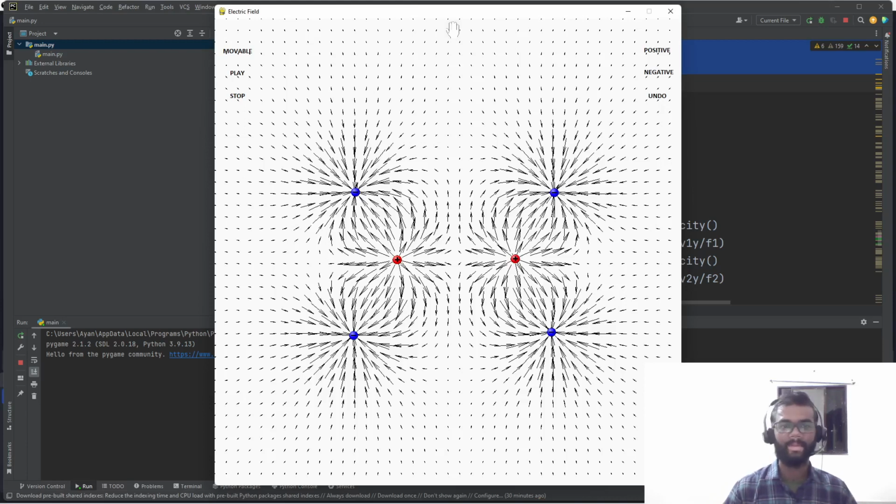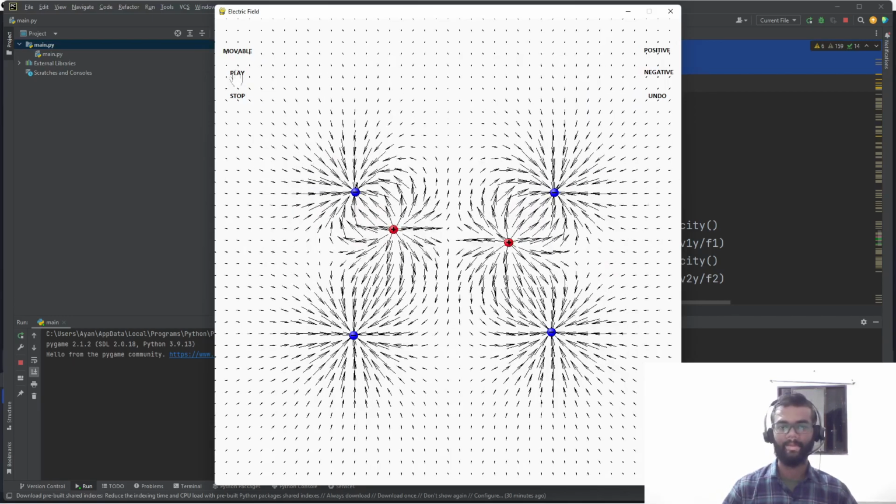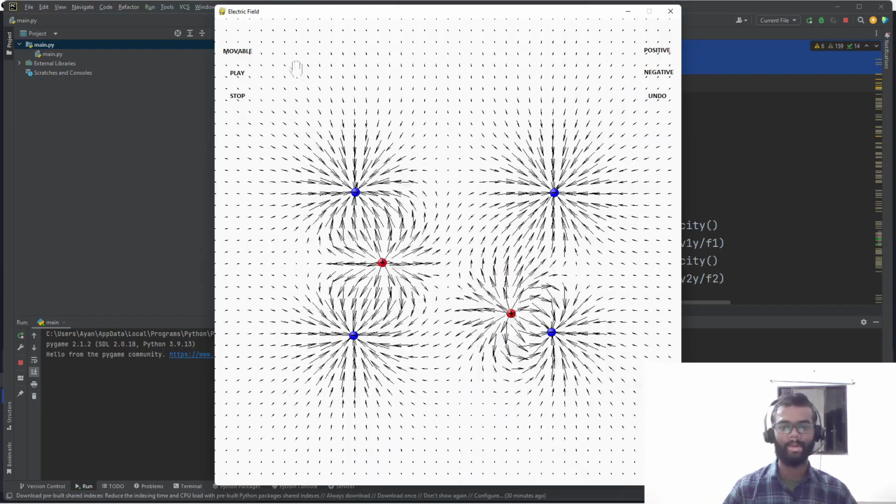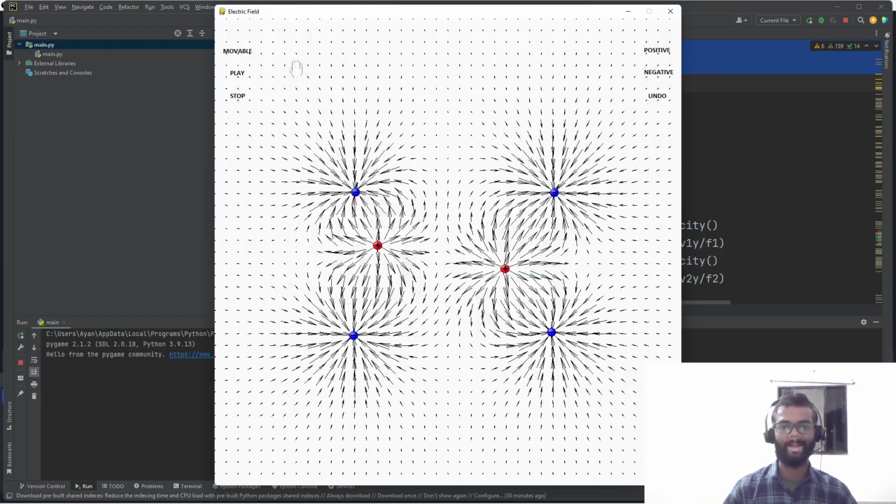Now I'm going to do something illegal. I'm going to introduce motion into the system. So I have 4 negative charges which are stationary, and there are 2 positive charges which are movable. The moment I click on the play button, they start to move. By the way, this is totally unacceptable and illegal to do.